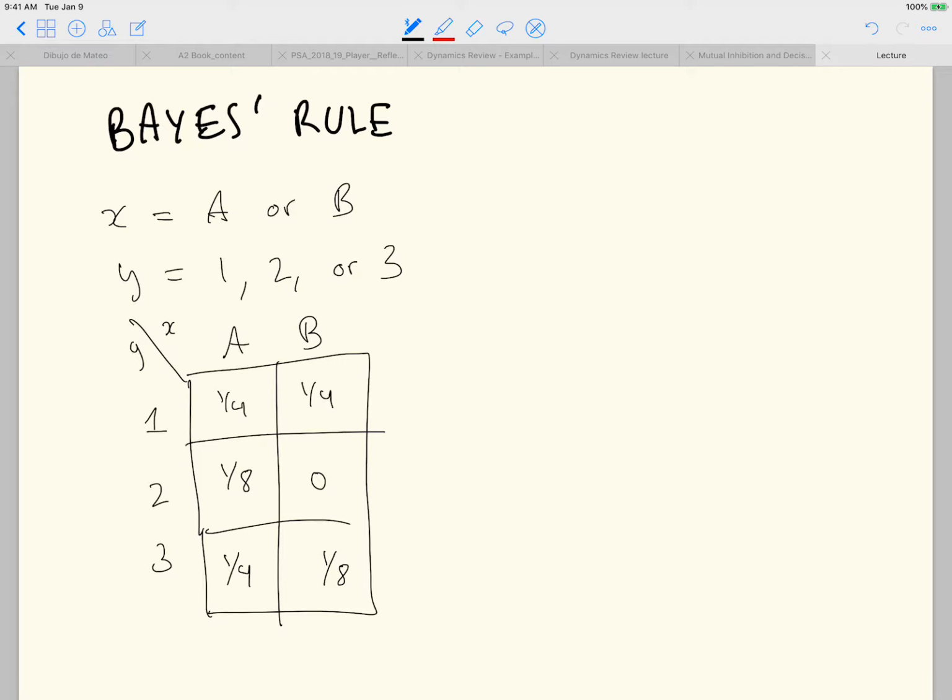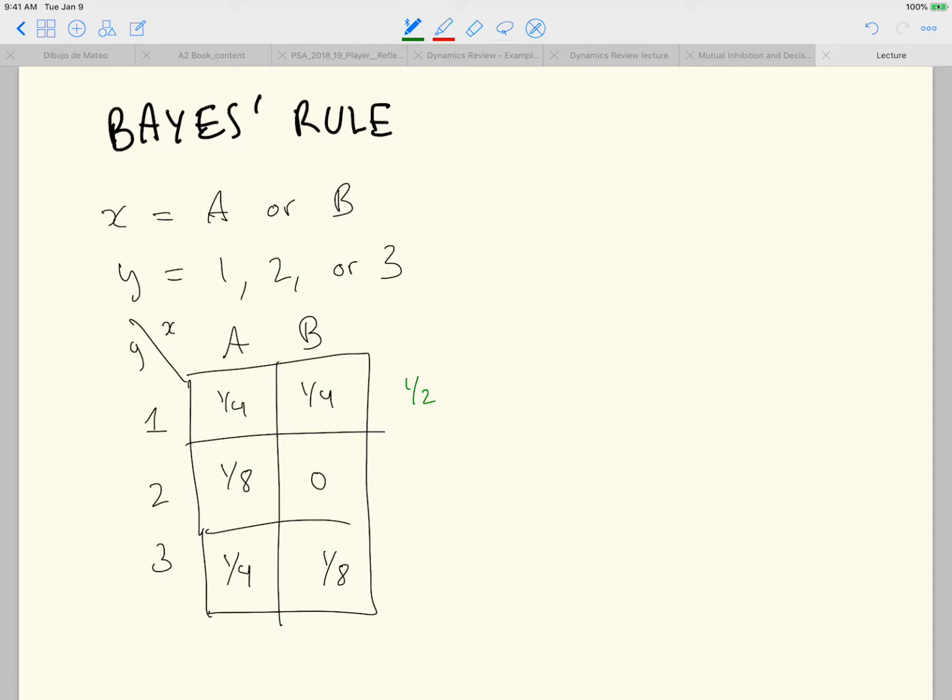I could ask you, what's the probability of getting a y equals 1? Where you're going to get a y equals 1 if you get 1a, or if you get 1b, and you get 1a a quarter of the time, and you get 1b a quarter of the time. So the probability of getting a 1, independently of whether x was a or b, is a half.